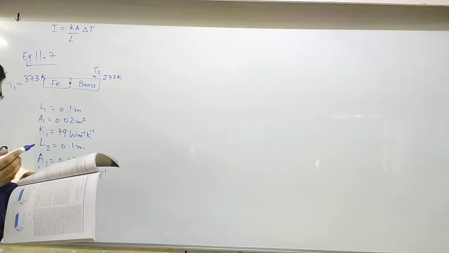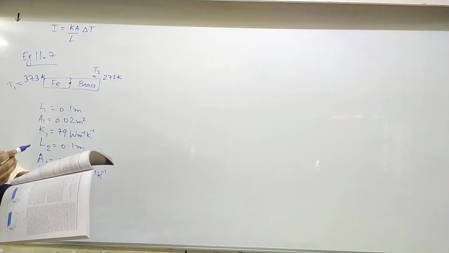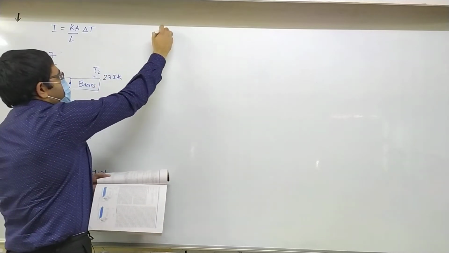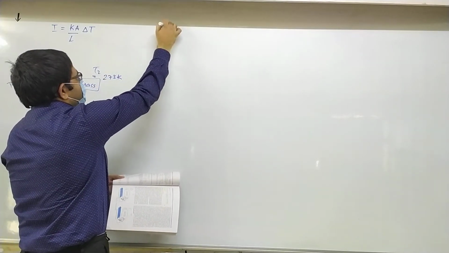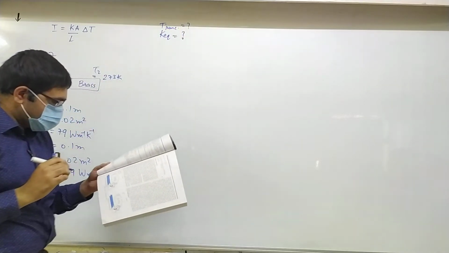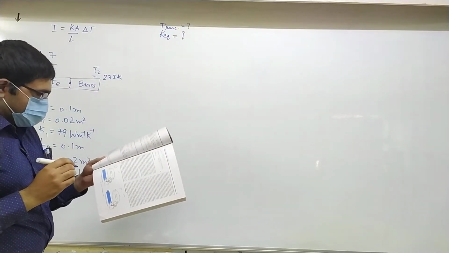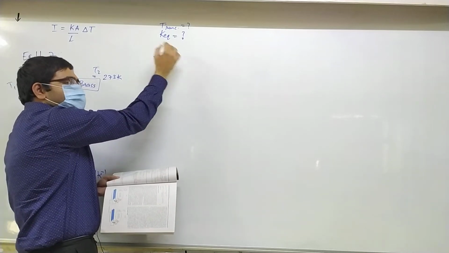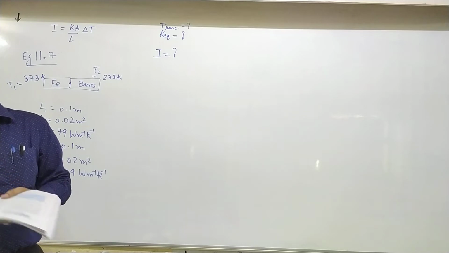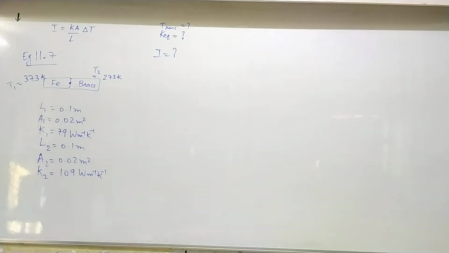Okay, and then obviously there are more questions like equivalent thermal conductivity, right? So that's called K equivalent. So we have to find the temperature at the junction, we have to find K equivalent, we have to find the heat current through the bar, right? So we have to find all these three. So let's begin.